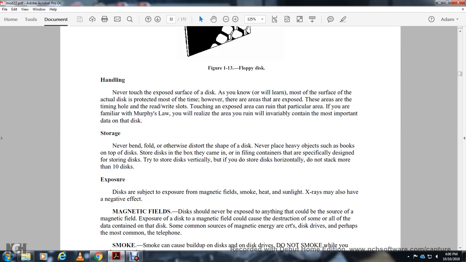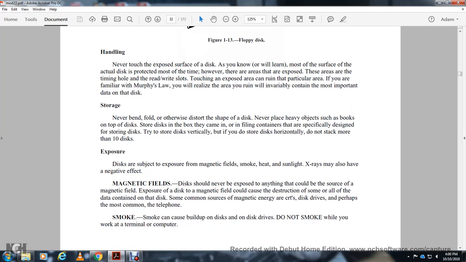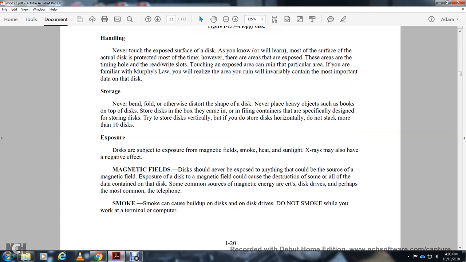Exposure. Disks are subject to the exposure of magnetic fields, smoke, heat, and sunlight. X-rays may also have a negative effect. Magnetic field: disks should never be exposed to anything that could be a source of a magnetic field. Exposed to the disk, a magnetic field will cause the destruction of some or all of the data contained on the disk. Some sources of magnetic energy that are close to a disk drive, perhaps most common, is the telephone. Smoke can cause a build up on the disk, and do not smoke while you're working on a computer terminal.